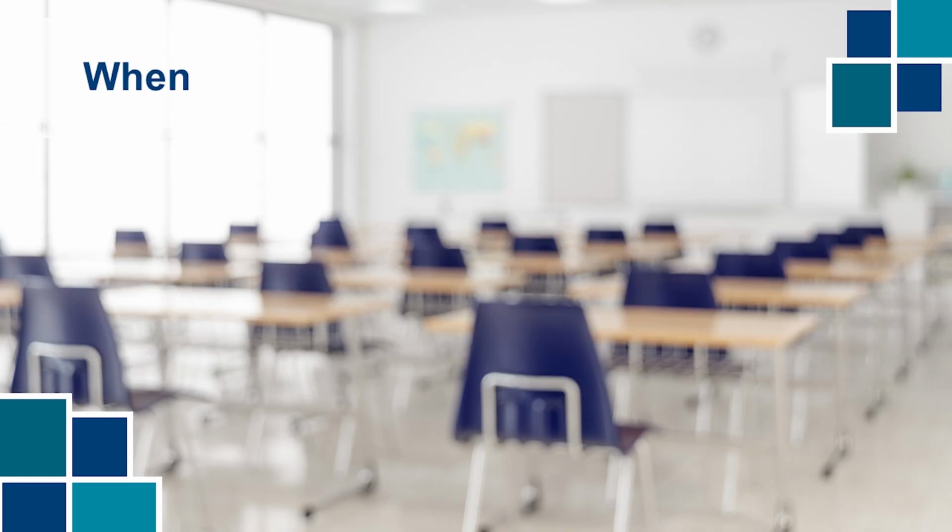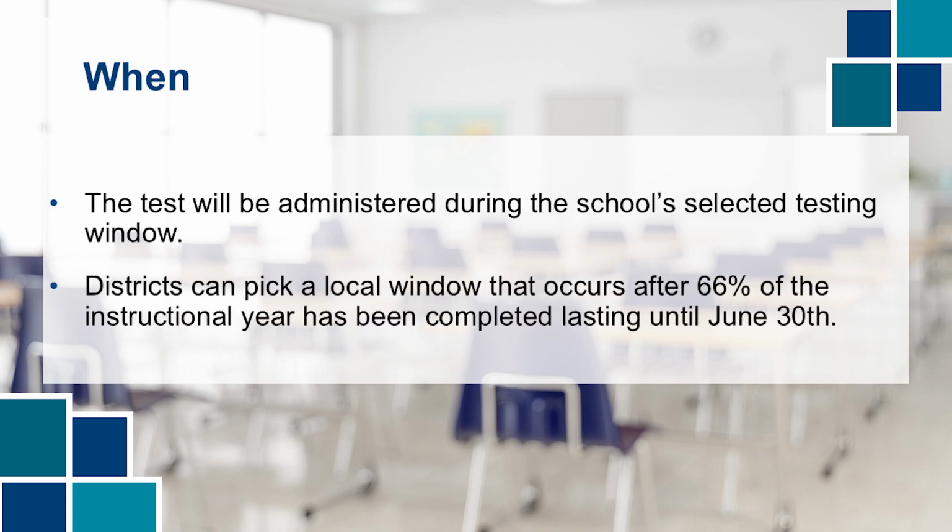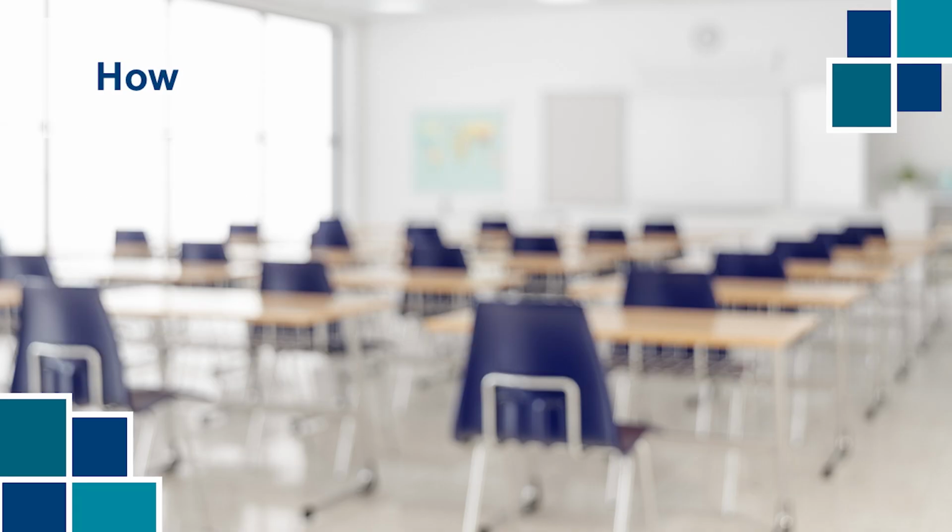When is CAST administered? For your local school or district, the test will be administered during the school's selected testing window, which has a minimum of 25 days. Districts can pick a local window that occurs after 66% of the instructional year has been completed up until June 30th. How is the California Science Test administered?